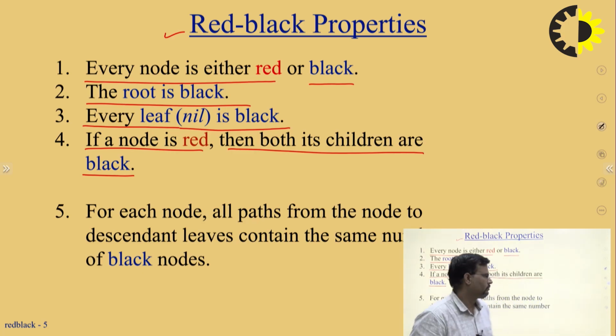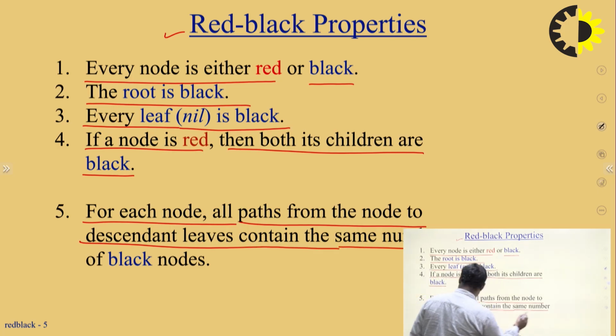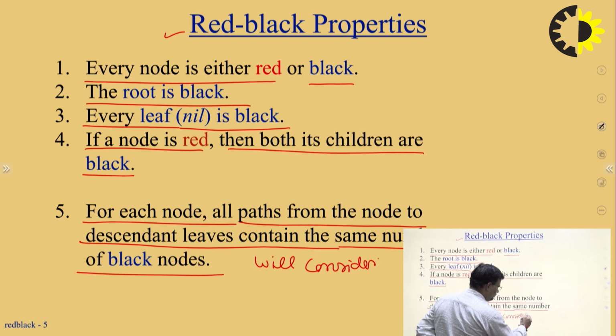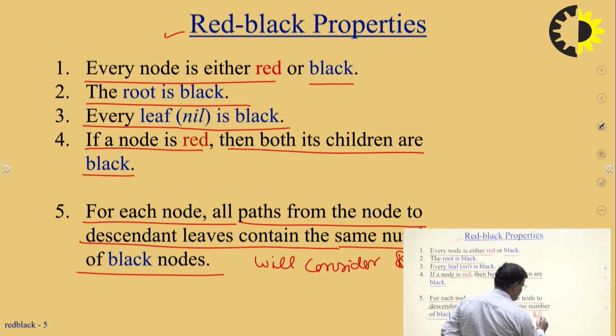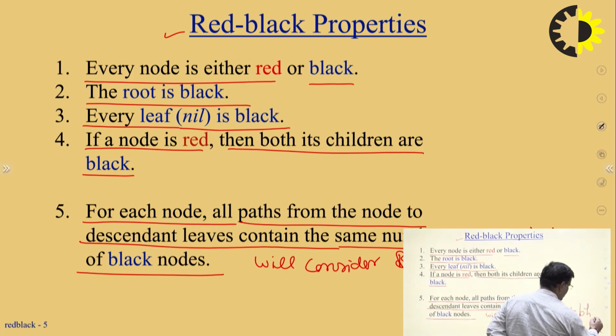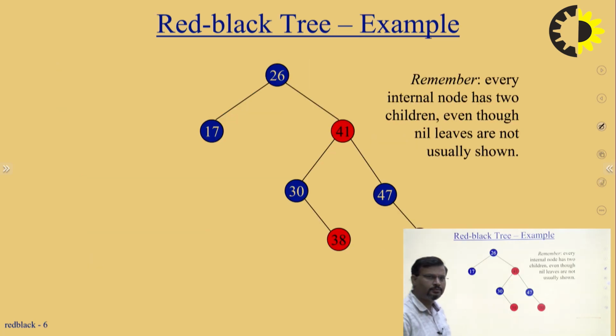Next thing, for each node, all paths from the node to descendant leaves contain the same number of black nodes. Through this, we will consider the black height, called BH, and for node x, the black height of x.